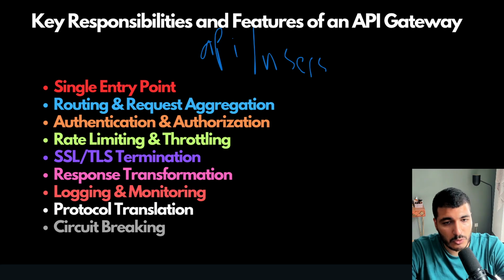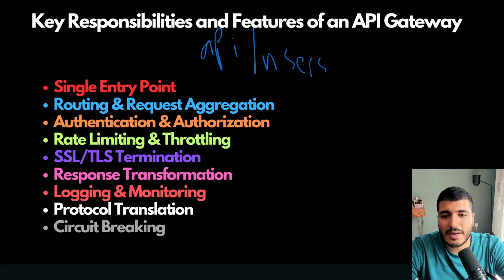Number eight, protocol translation. An API gateway can expose a standard REST API to external clients while communicating with its backend microservices using different, more performant protocols like gRPC, which uses protocol buffers internally. And number nine, circuit breaking. It can detect failing or slow backend services and apply circuit breakers, preventing requests from being sent to unhealthy services and stopping cascading failures throughout the microservices architecture.